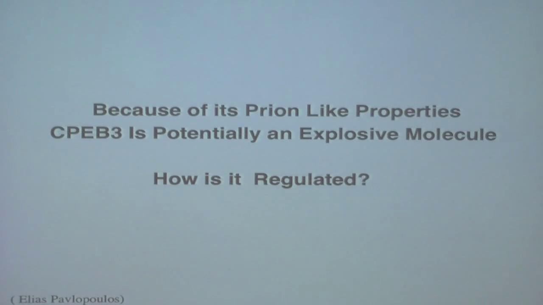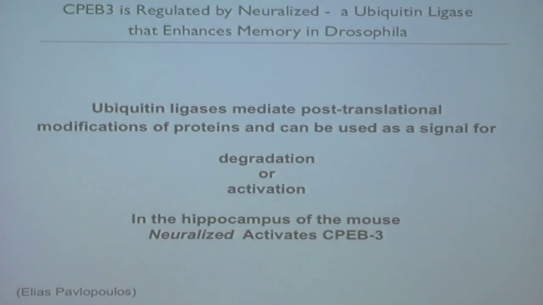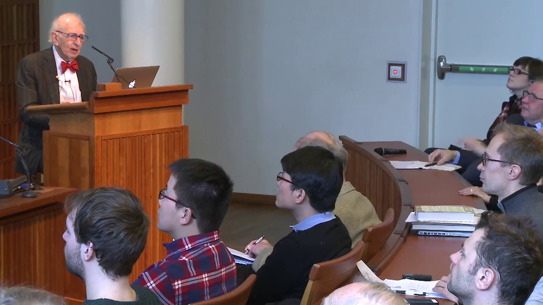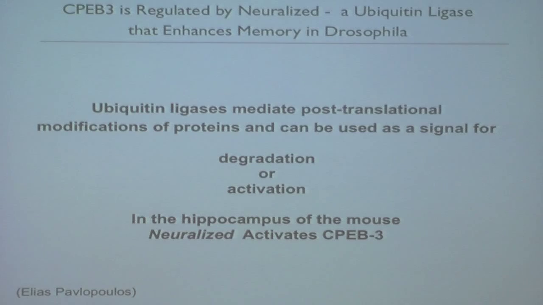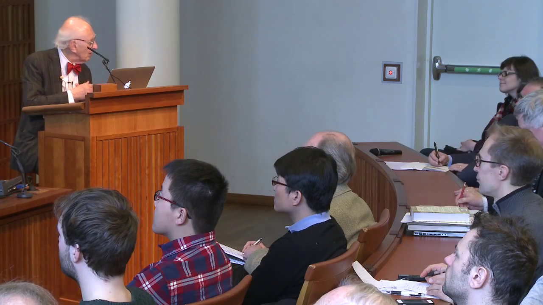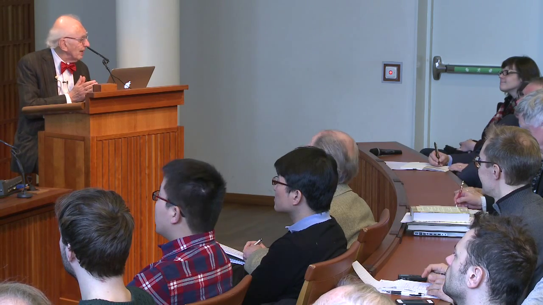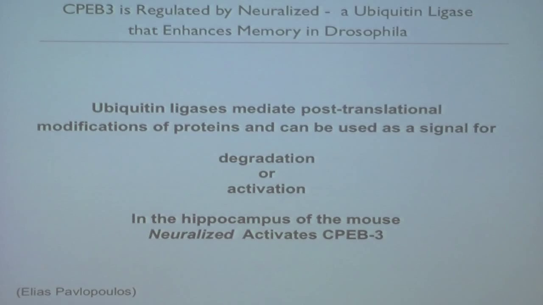This is a wonderful set of studies that Elias Papadopoulos has done. He had found earlier in the fly that a molecule called Neuralized, which is a ubiquitin ligase, enhances memory storage in Drosophila. And he came to my lab and he wanted to see whether similar things were involved in the mouse. I wasn't particularly interested in the experiment, but I was interested in Elias because he seemed very bright. And I hoped that sooner or later, by talking to people in my lab, maybe we'd get interested in CPEB3. Turns out that Neuralized is a key regulator of CPEB3.